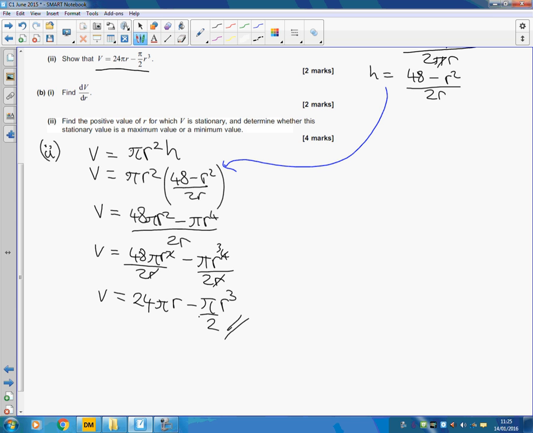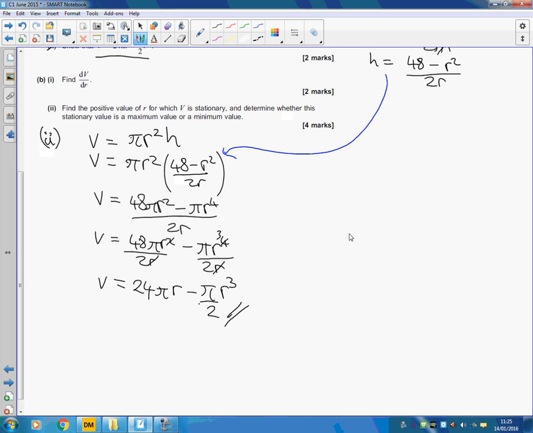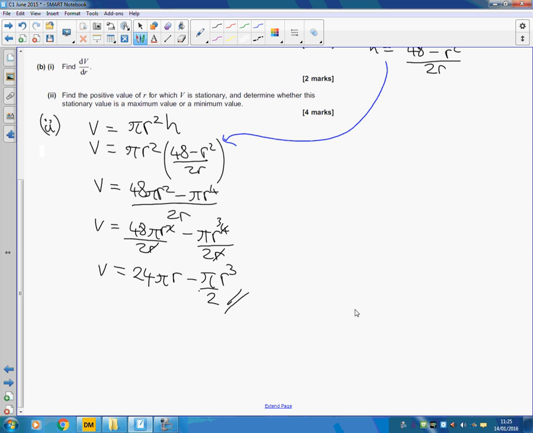So we found an expression for h, we found an expression for v. Even if you couldn't do that, a good technique is they've given you in the question what v is, so you could do part b even if you couldn't do part a. So b part 1 is find dv by dr. So we're just going to differentiate the expression for volume.